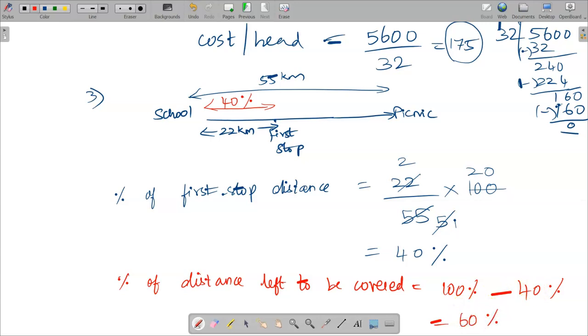So the distance left to be covered is 60 percent of the distance, which they have to again travel from the first stop to the picnic. Okay, so this percentage is nothing but 60 percent.